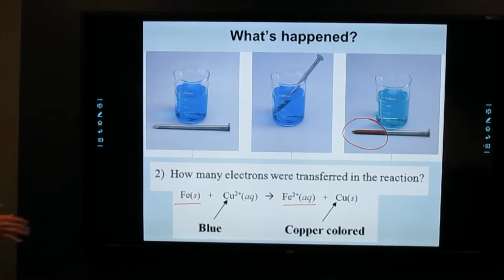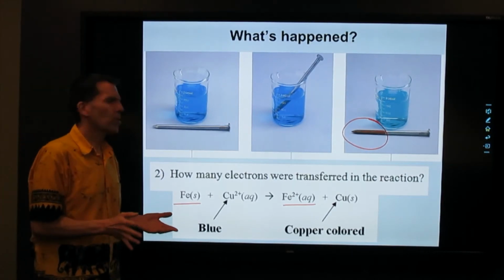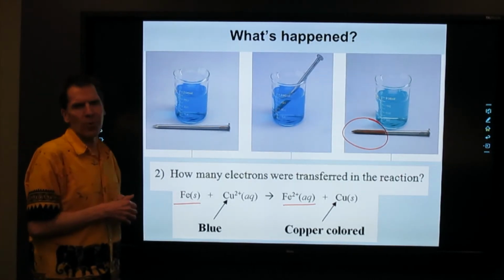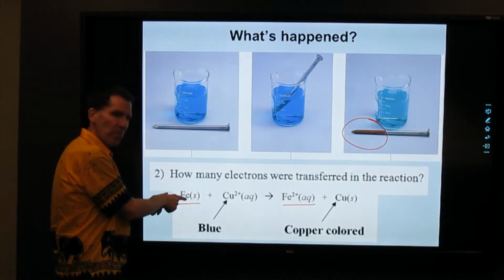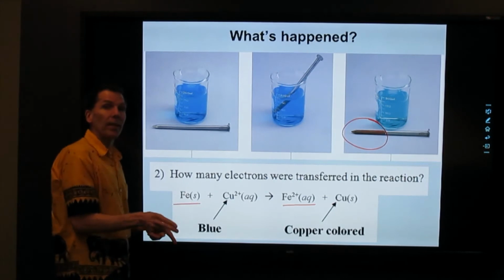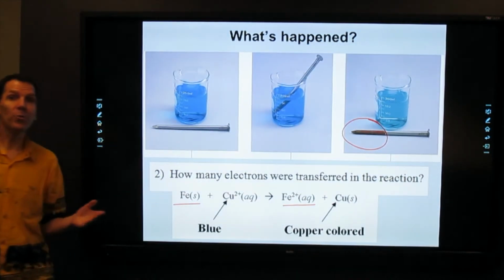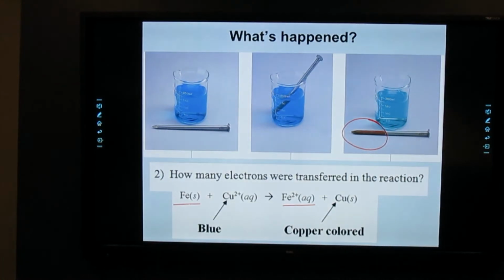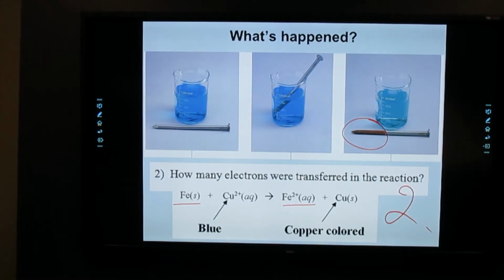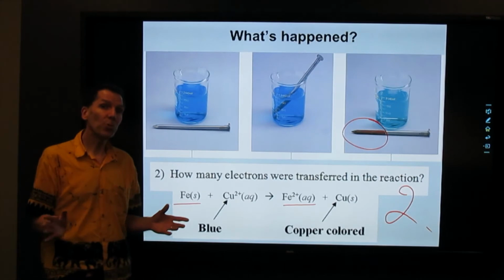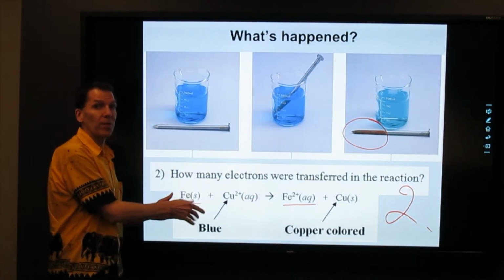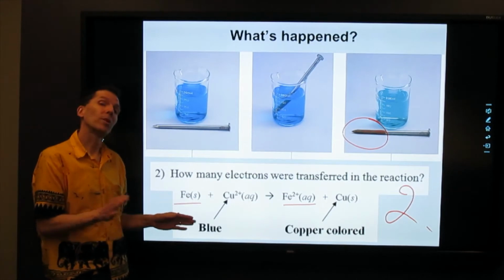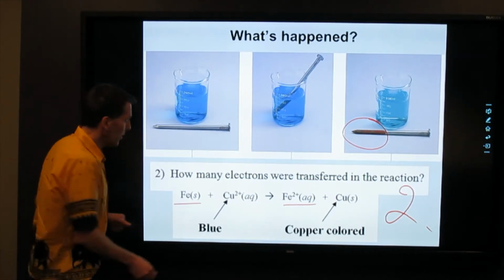This is a pretty straightforward reaction. If we just ask the question, how many electrons were transferred in that reaction? We can say that the iron lost 2 and the copper gained 2. So for this reaction, 2 electrons have been moved. It's the same 2 lost by the iron, gained by the copper 2 plus. So this one is 2. We'll see some more complicated reactions later.